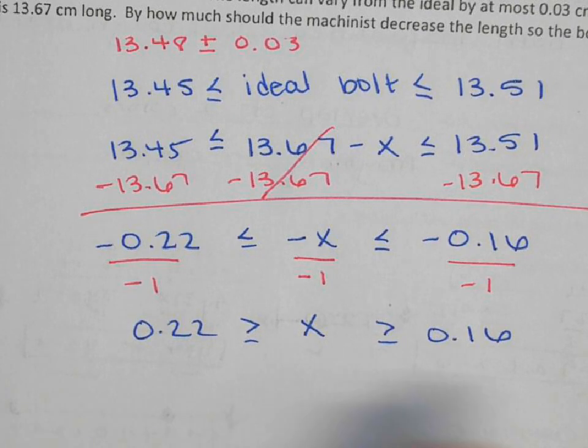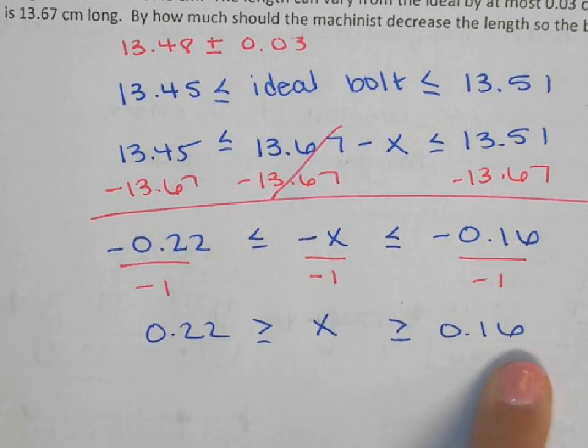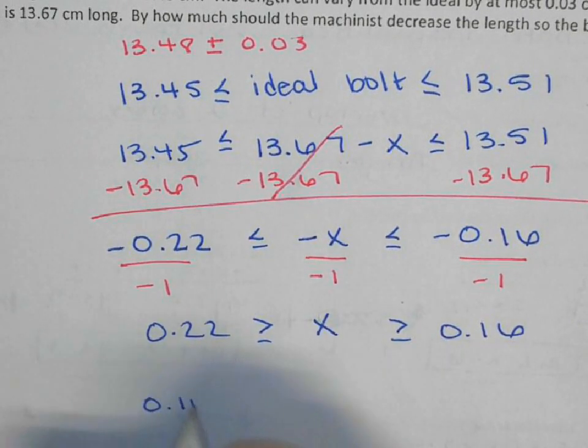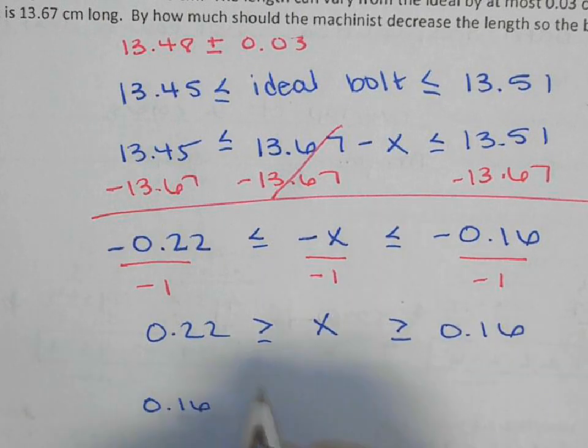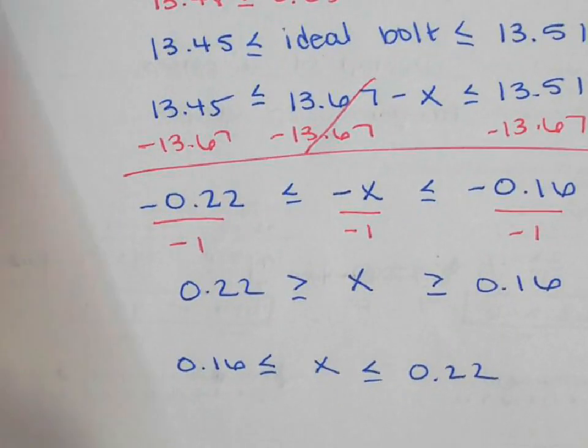Now that looks funny to me because I like to start with the smallest number. So I'm going to write this completely in reverse. I'm going to start here. I'm going to write 0.16. The arrow is going to be pointing towards it with a line. Then I'm going to write x. Then I'm going to write the arrow pointing towards x. Then I'm going to write 0.22. So I literally took that statement and I flipped it completely over. Can you see that?